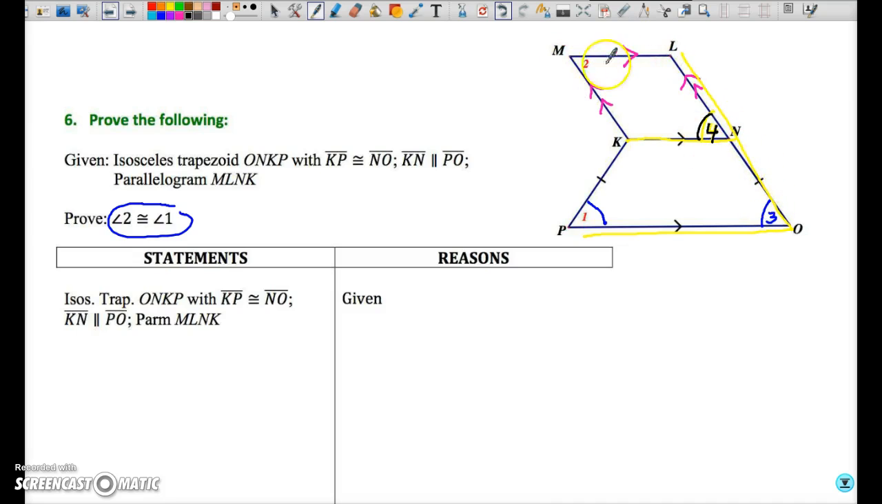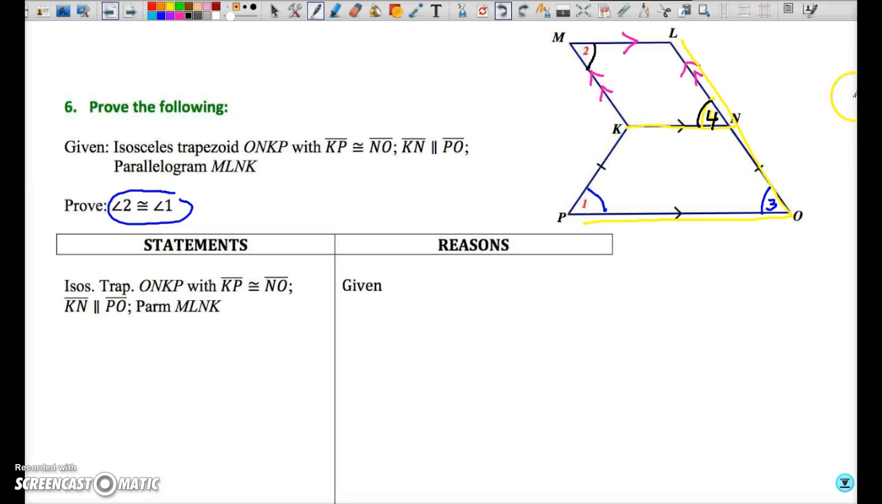And lastly, since we know that MLNK is a parallelogram, angle 4 and angle 2 are going to be congruent to each other because of opposite angles of a parallelogram. And so by the transitive rule, 2 equals 4, 4 equals 3, 3 equals 1, we're able to conclude that 1 and 2 are congruent to each other, and that is because of transitive.